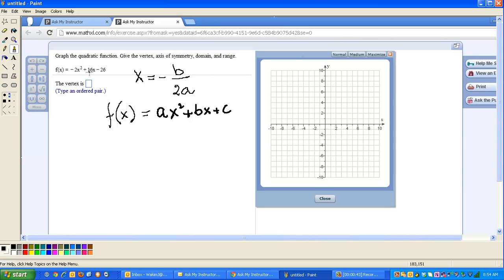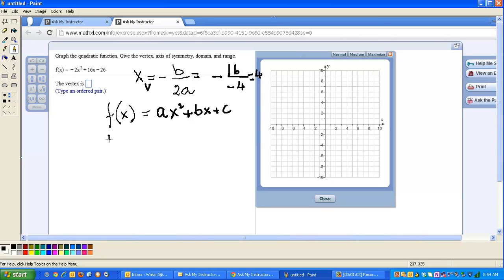In this case, b is 16, therefore this is minus 16 over 2a, which is 2 times negative 2, which is negative 4. And negative by negative is positive, 16 divided by 4 is 4. This is the x coordinate of the vertex.